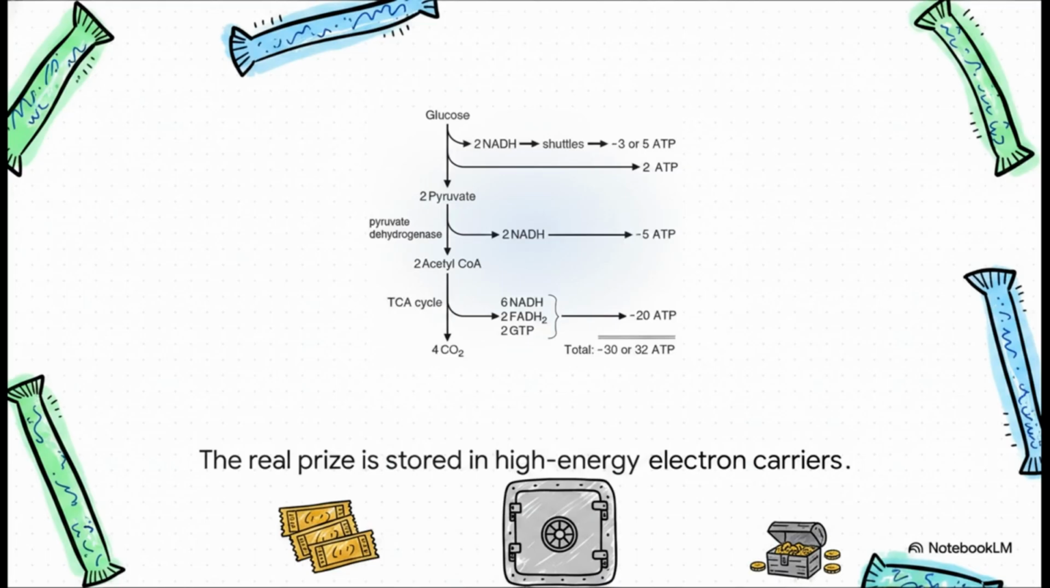So far, we've only made a tiny amount of ATP directly. Almost all the energy from that original glucose molecule is still locked away inside these electron carriers. You can think of them like winning lottery tickets. Now it's finally time to go to the bank and claim our prize.